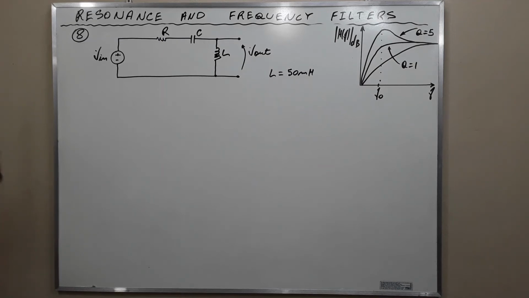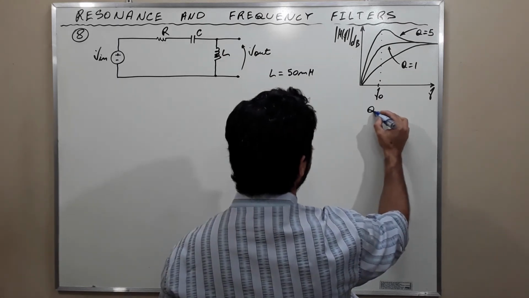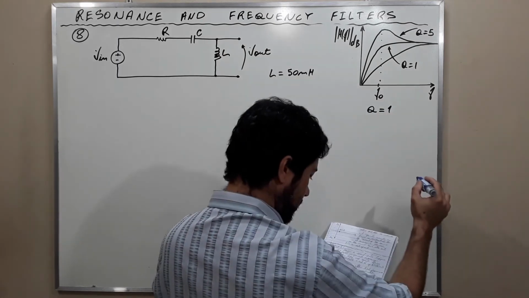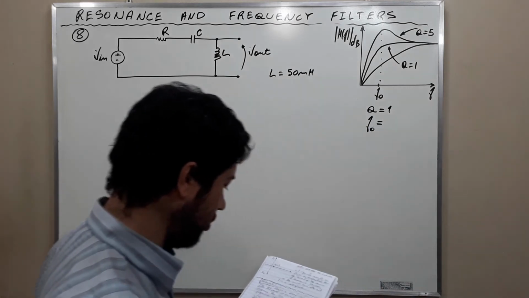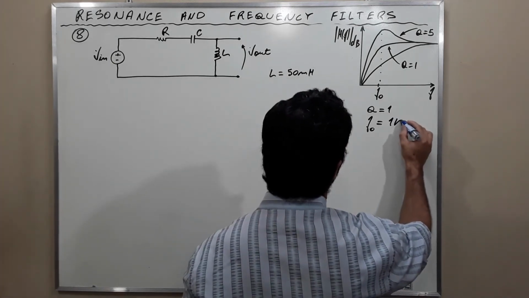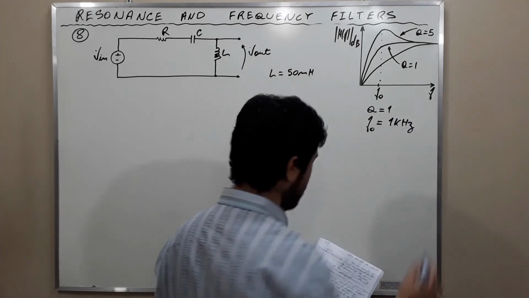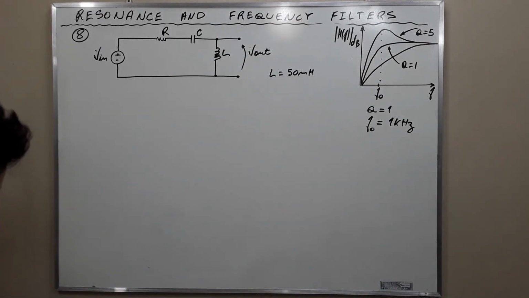We want the transfer function to be approximately flat in the pass band. Okay? So we choose a Q. We choose a Q equal to 1 and a cutoff frequency or resonant frequency equal to 1 kilohertz. Okay, this is our design.